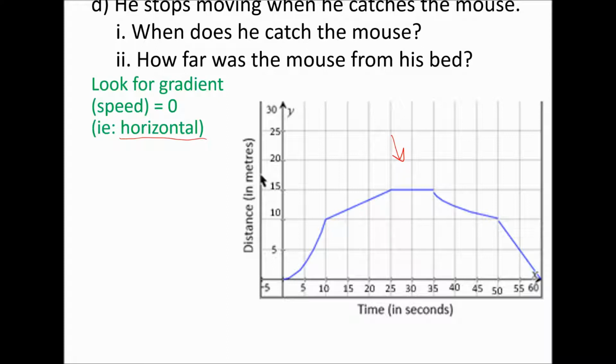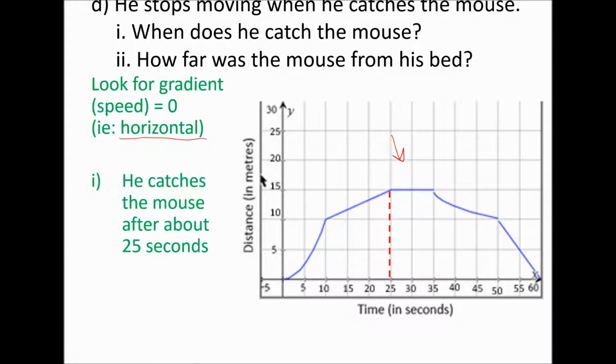So when does he catch the mouse? He stops moving when he catches it. So just drawing that line up there. He catches the mouse after about 25 seconds. And how far was the mouse from his bed? Well, where is he when he stops? Draw our line across to distance. He's about 15 meters away from the bed. And that is example 1.